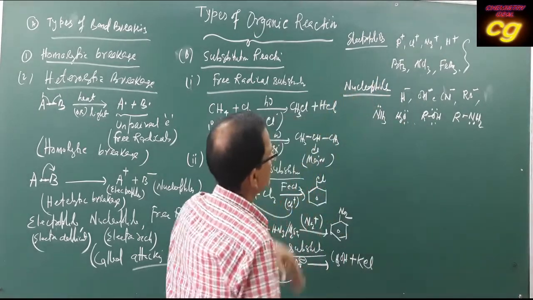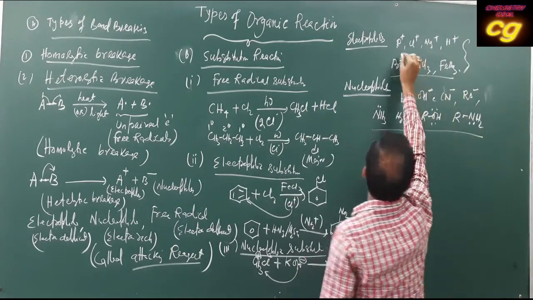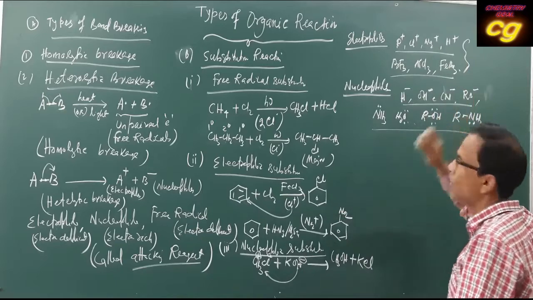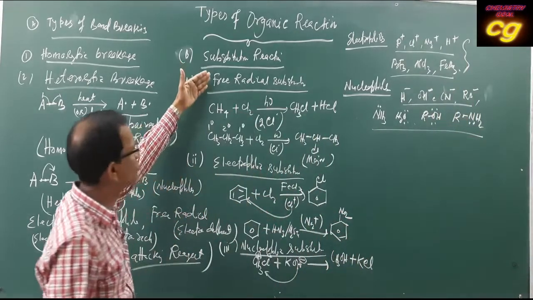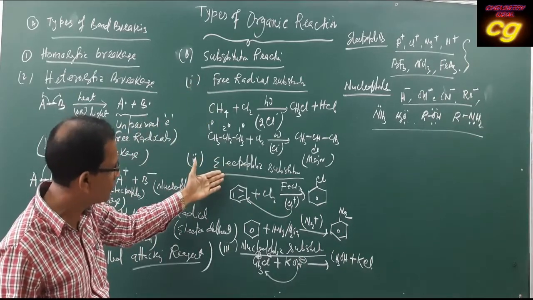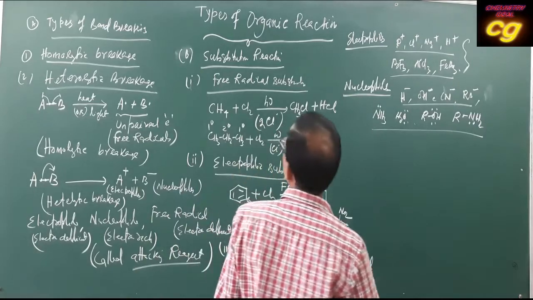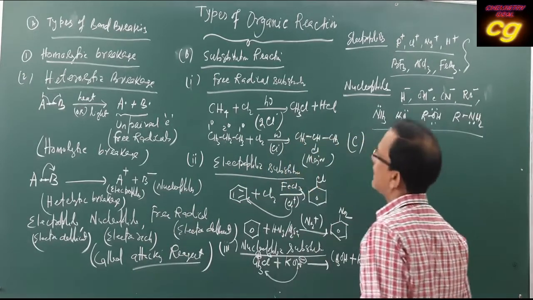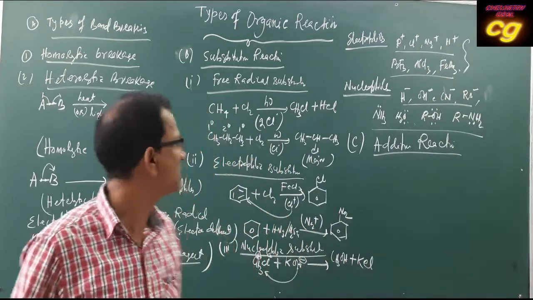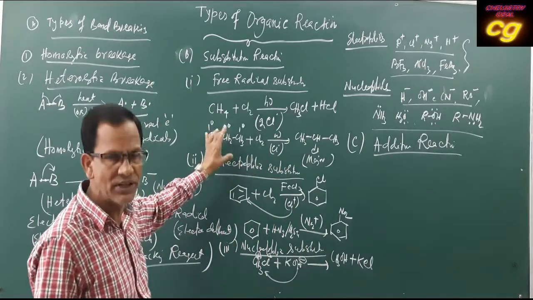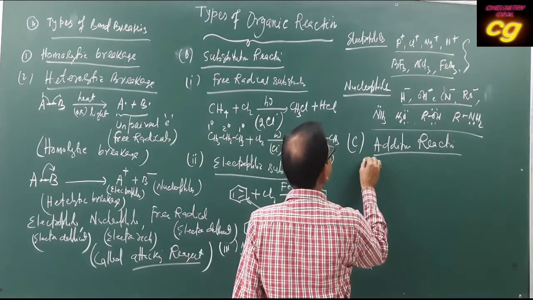On that basis, these are some neutral species, these are also neutral species, these are the cations, these are the anions. So what are the electrophiles, what are the nucleophiles? On the basis of substitution there are free radical substitution, electrophilic substitution and nucleophilic substitution. Then similarly there is addition reaction. Addition reaction may also be classified on the basis of the particular reagent added. It is of three types.